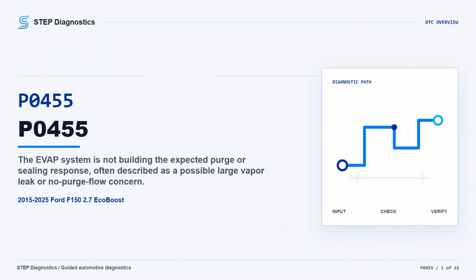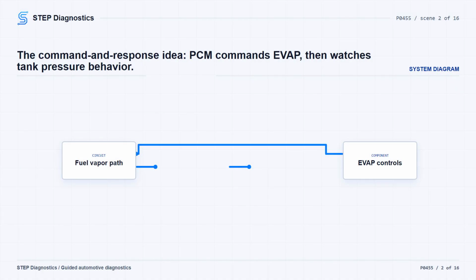On this F150 with the 2.7 EcoBoost, P0455 points to an EVAP monitor concern where the PCM may be seeing no purge flow, a large vapor leak, or more than one smaller leak while the system is being checked. The truck may run normally, but the check engine light can be on, and there may be a fuel odor or an obvious vacuum noise around the engine compartment, EVAP canister, or fuel tank area.